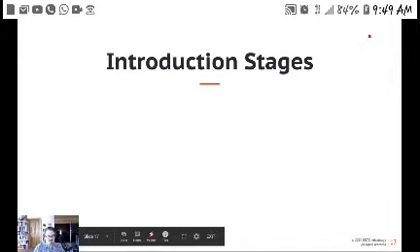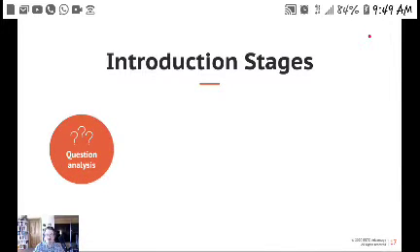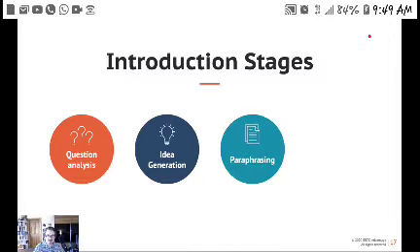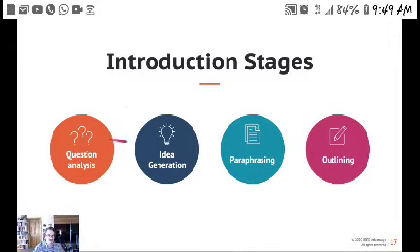So there are a few different introduction stages or elements that we need to be aware of: question analysis, idea generation, paraphrasing, and outlining. These are the different stages of writing your introduction. First, analyzing the question, because if you don't analyze the question, you won't understand the question. If you don't understand the question, how will you be able to write an effective introduction? Next comes idea generation. So you're going to include your ideas in your introduction. Without thinking and generating effective ideas, you won't be able to write your introduction. Then paraphrasing, and then outlining.